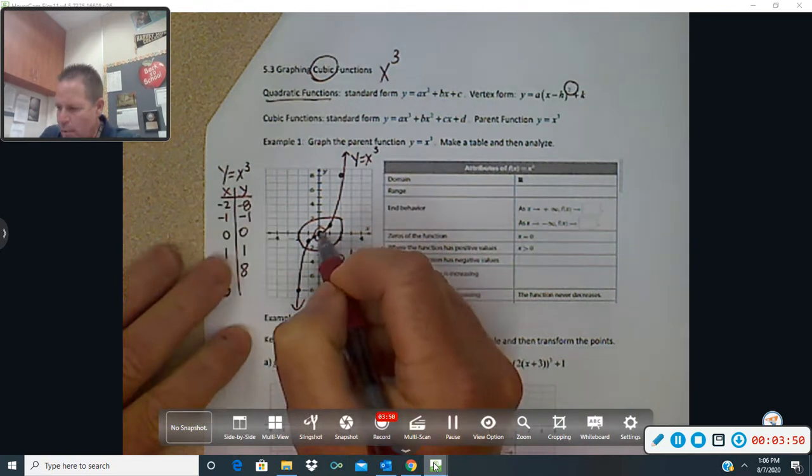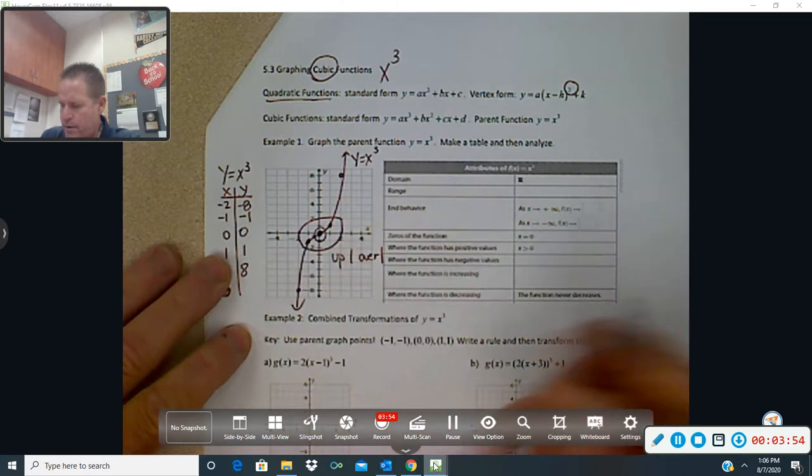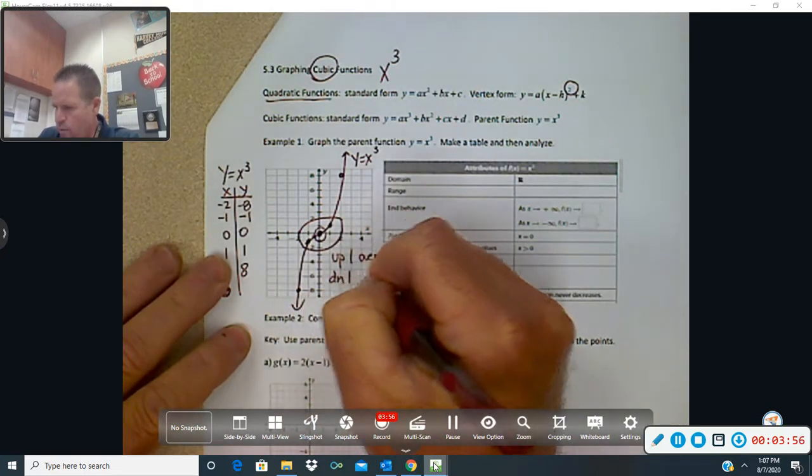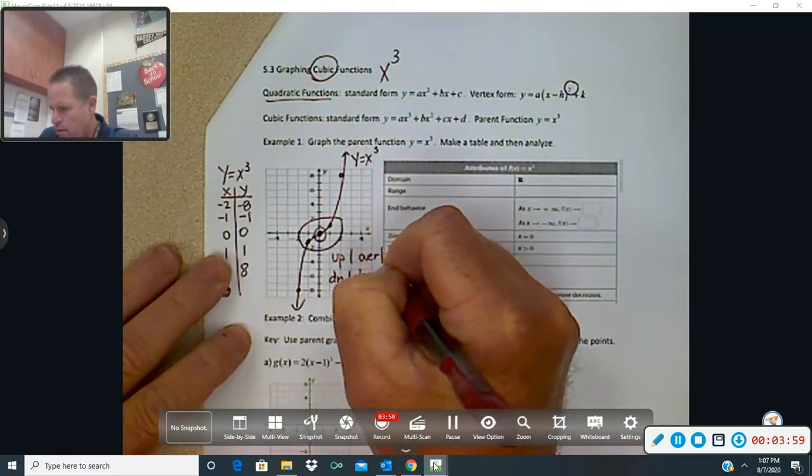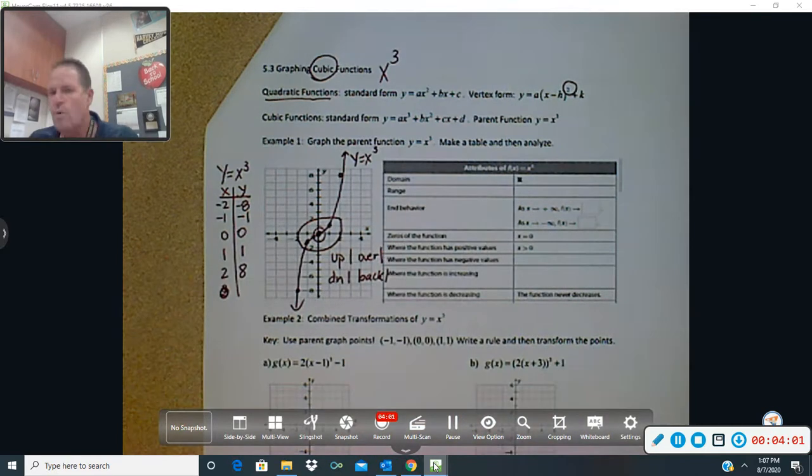And from that middle point, how do I get to this house? I go down 1, back 1. So down 1, back 1. Now, with that rule, that parent graph, we're going to be able to do all the stretching, compressing, moving right, left, up, down that we need to do just from that rule. Okay, so you're going to get a lot of practice with this.